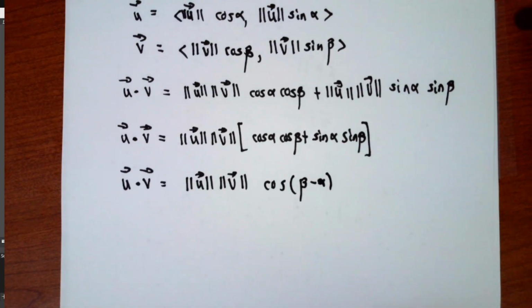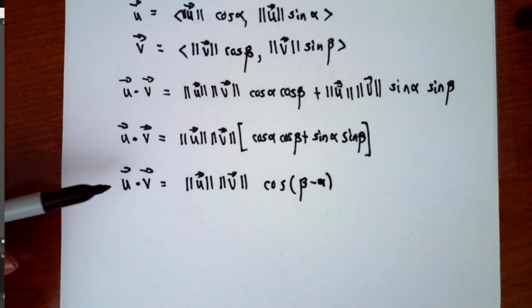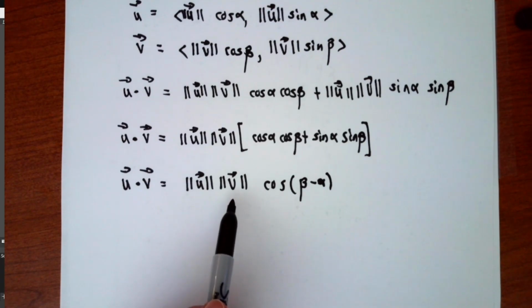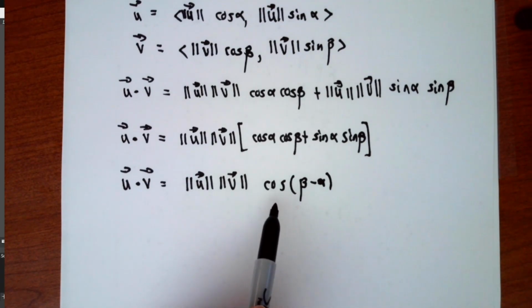Beta minus alpha, though, is the angle between vectors u and v, so this tells me some geometry. This u dot v, which is easy to calculate, is actually the length of the first vector times the length of the second one times the cosine of the angle between the two vectors.